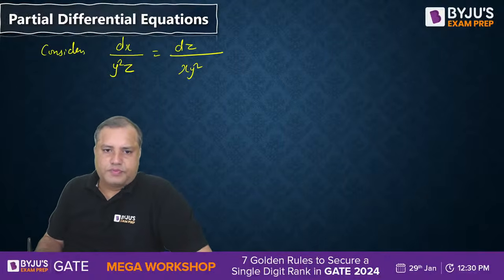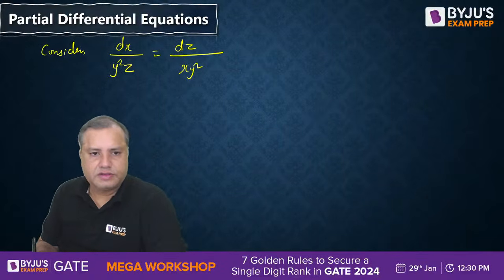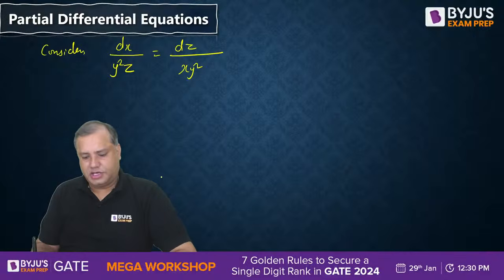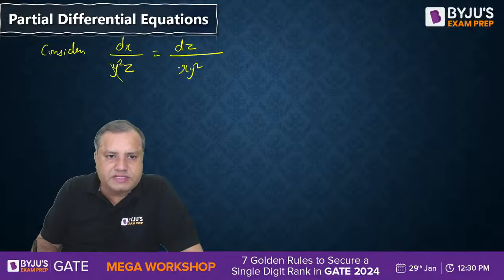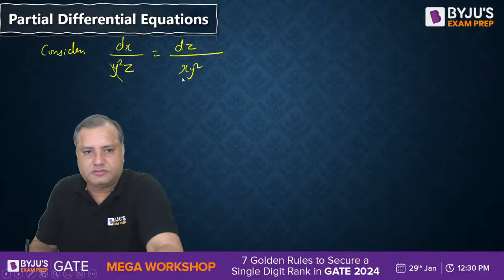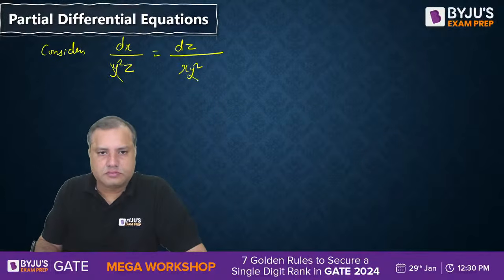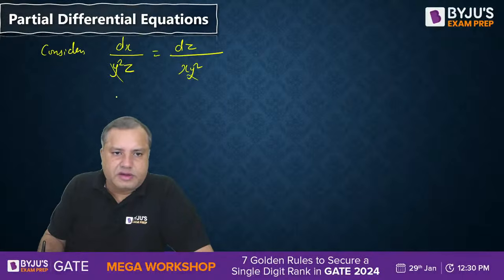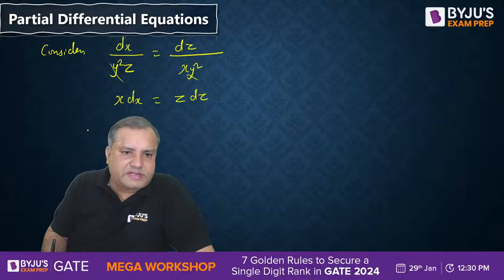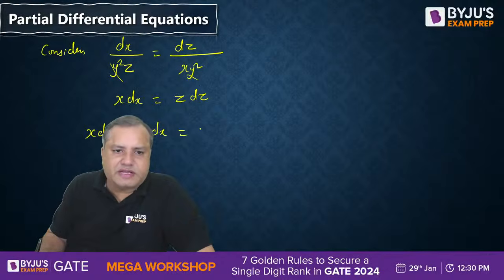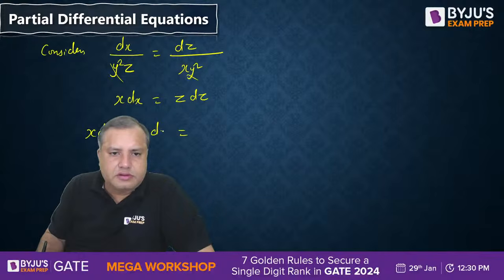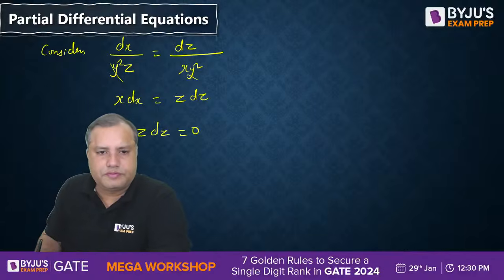So students, see here. What you can do now, you can cancel y square on both sides. So what is remaining? x dx equal to z dz. Bring all the terms on the left hand side. x dx minus z dz equal to 0.